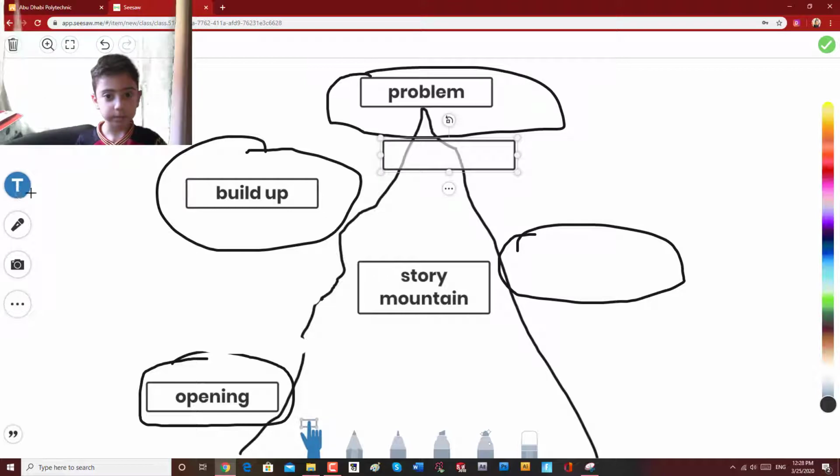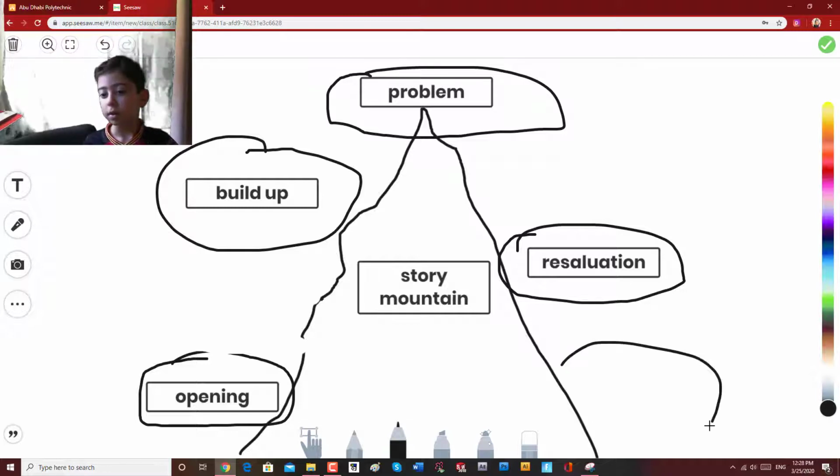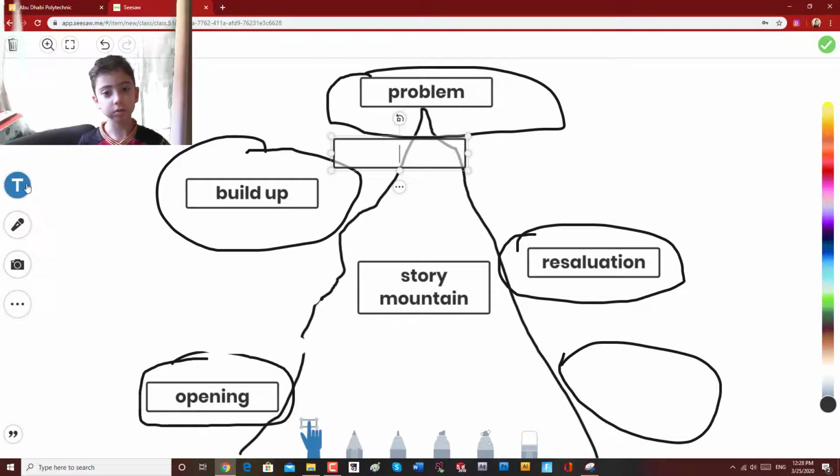Now, resolution. And of course, the end of the story mountain is probably going to be ending.